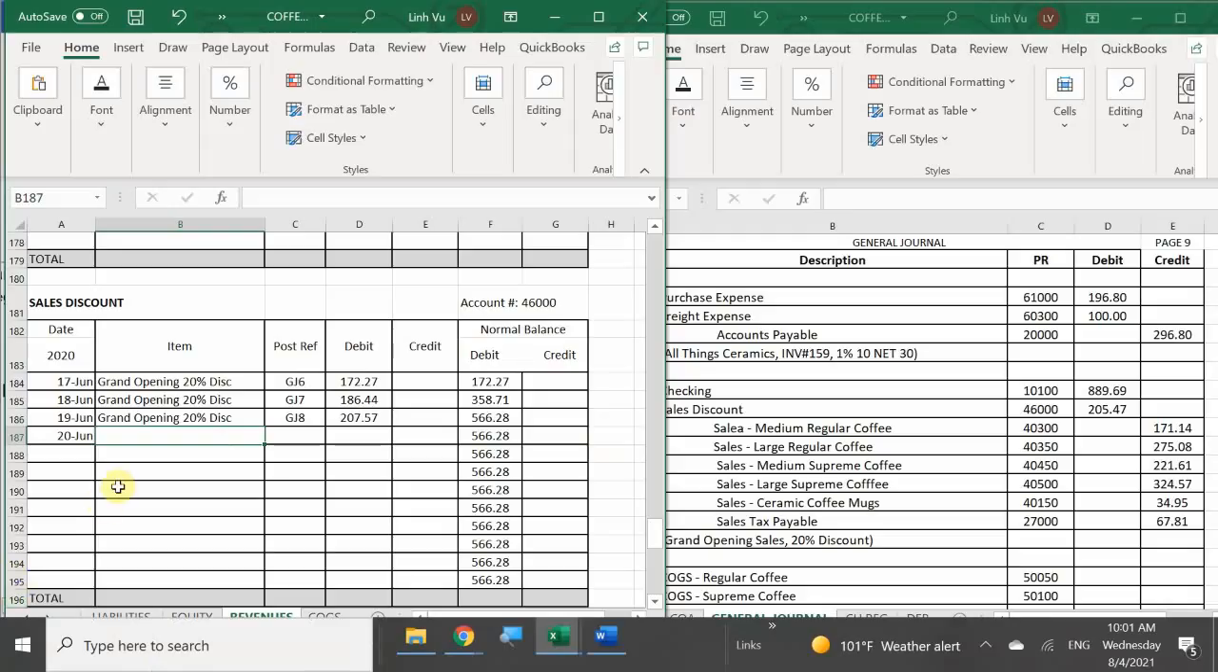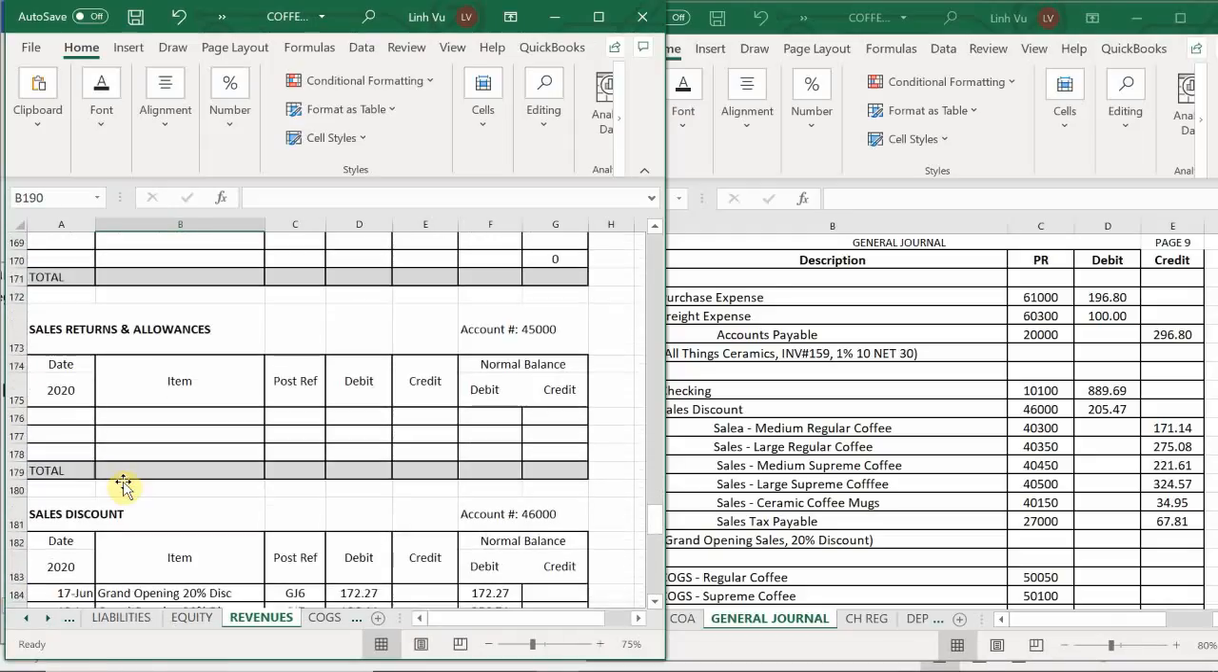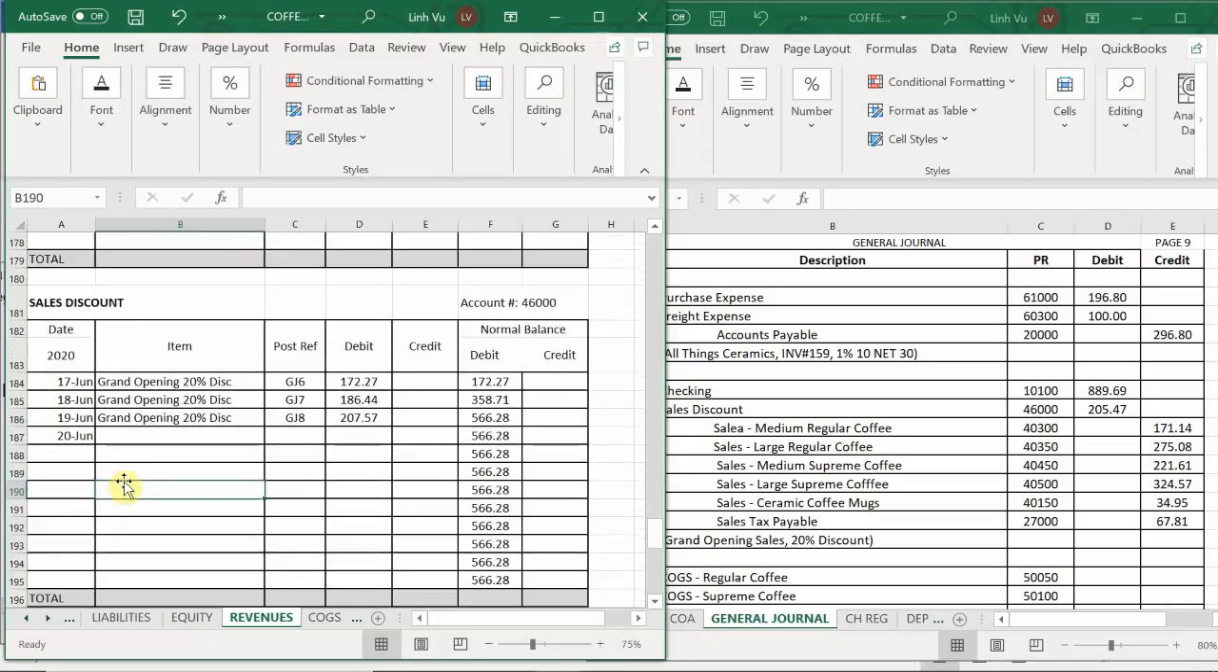We can. Let me just find that. Oh, wait, you got to go back to sales discount? What are you at? Yeah, sure. 620. Current opening 20% again. General Journal 9. And 205.47.